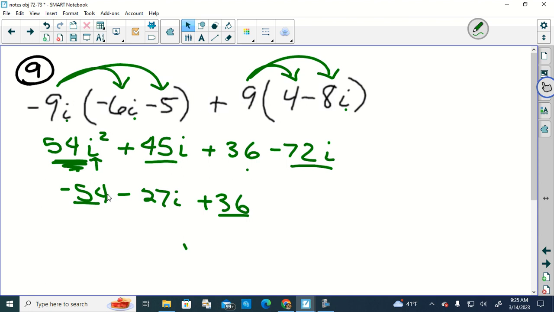That means I'm going to subtract and take the sign of the larger number, so it's going to be a negative. And that gives me 18. And then this one didn't have another one to combine it with, so it stays the same. Remember, when you write this, it's supposed to be the real number and then the imaginary number. So make sure you write them in the proper order. So that's your final answer. Negative 18 minus 27i.